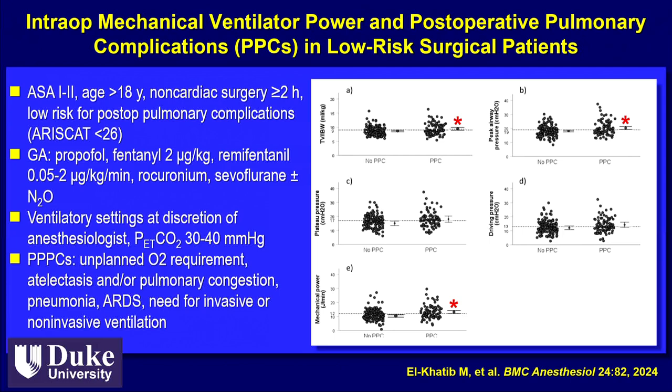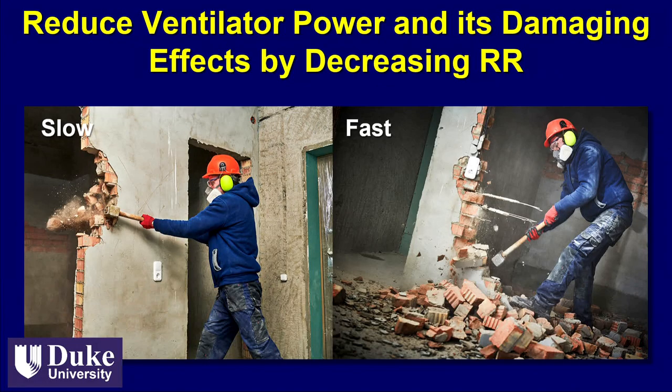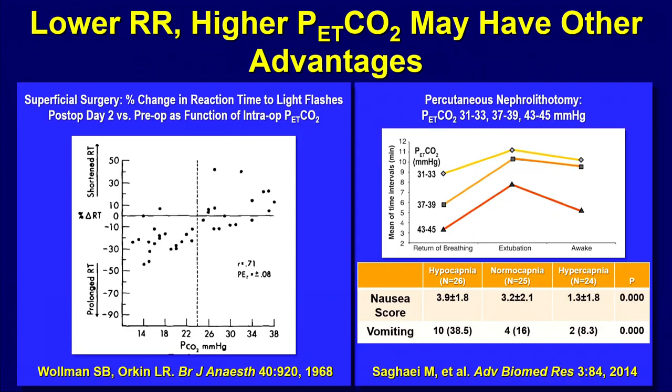Now, you can argue that this makes sense because if you're trying to injure something, an organ, for example, the faster you hit it, the more likely it is you're going to see a complication. Obviously, if you're trying to negotiate the destruction of a wall, if you hit it much more quickly, it's going to fall down more effectively than if you're going at it more slowly. And therefore, arguably, since there are no studies randomizing mechanical power, you can just decrease the respiratory rate on your ventilator and get reduced mechanical power.